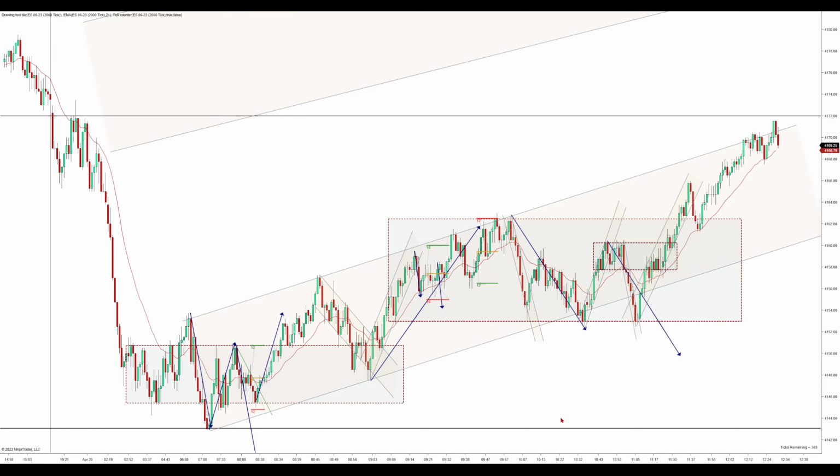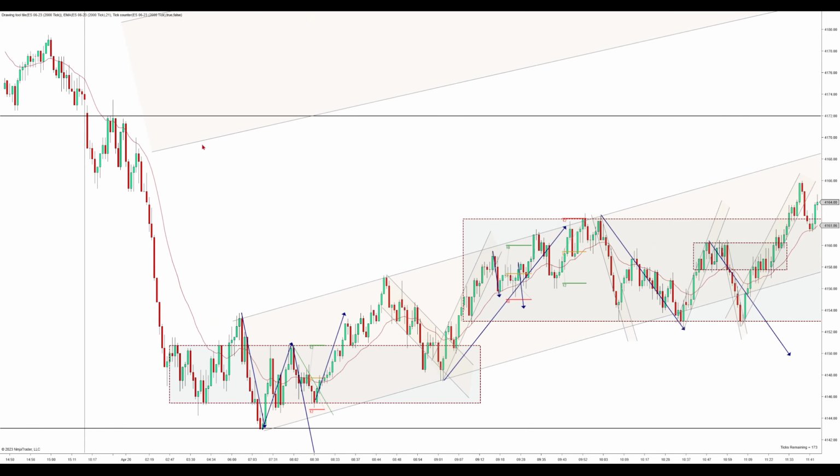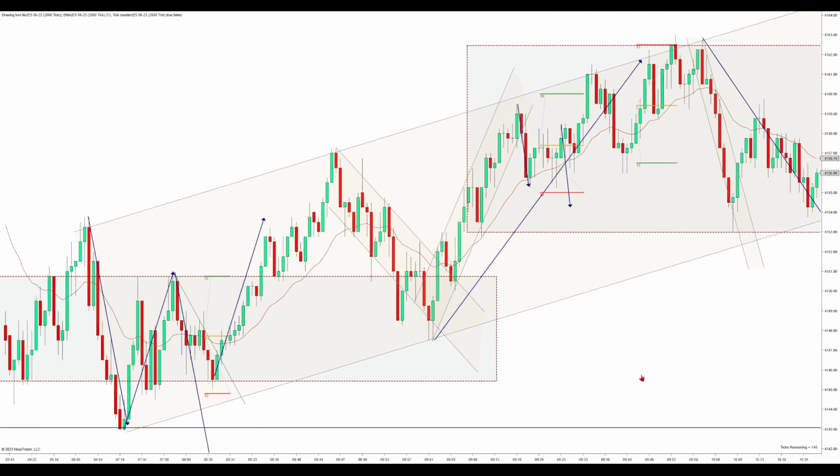I'm trading the ES futures on a 2000 tick chart with a 21 EMA. So I've got the overnight highs up here, overnight lows down here. These are our key levels for the day.